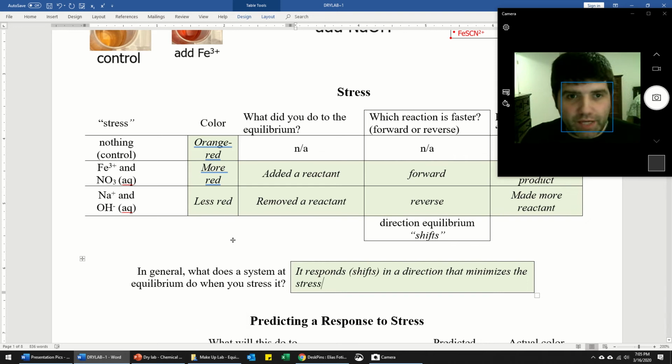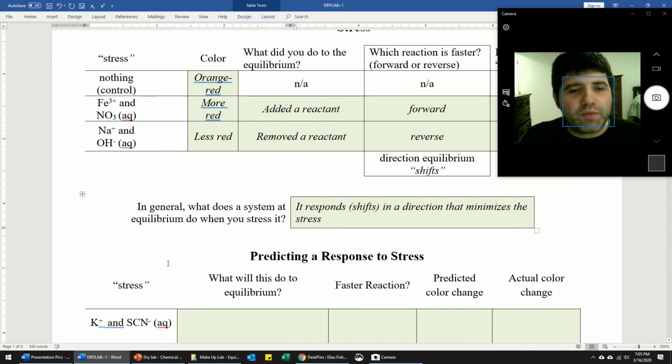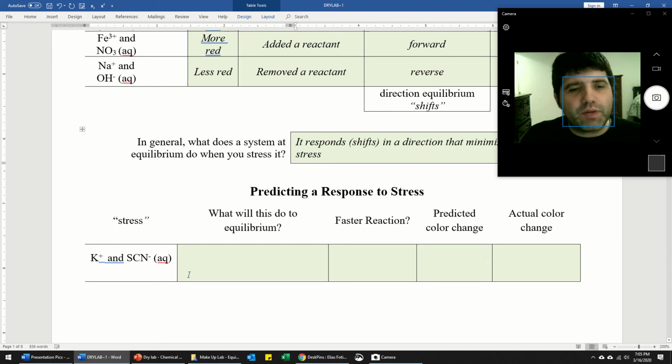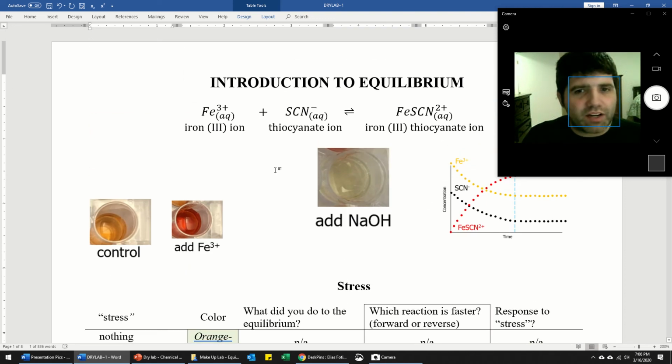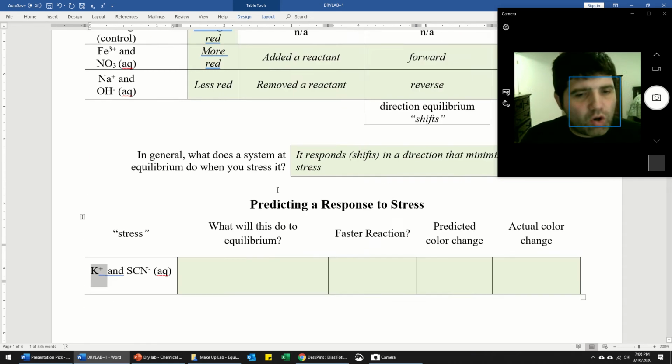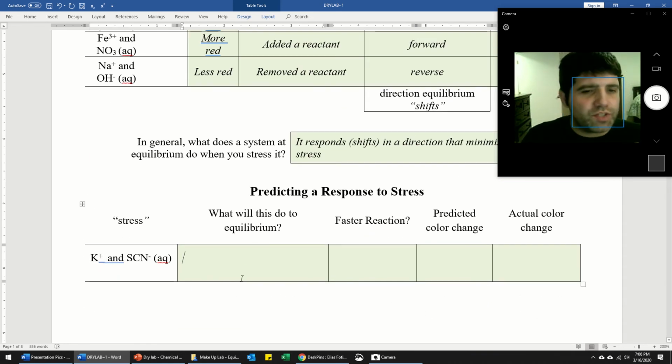Okay, now let's use it. So down here, we have one last situation. So what we're going to do here is we're going to add K+ and SCN-. So this is dissolved in water. So we have K+ ions there, we have SCN- ions there. The K+ is just a spectator, it's not doing anything. The SCN though, if you go back to the chemical equation right here, what we're going to be doing is adding more of this SCN ion. So what will this do to the equilibrium? We are going to be adding more reactant.